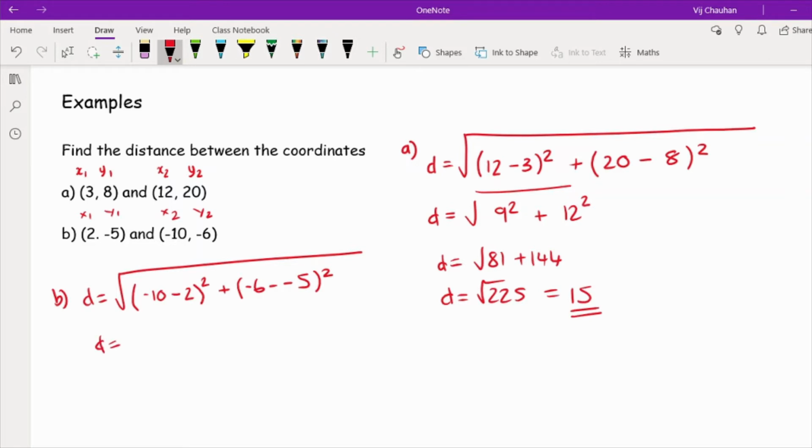So here we've got d equals minus 10 minus 2 is 12, and 12 squared is 144, plus minus 6 minus minus 5 is going to give me minus 1, and 1 squared is 1. And so here we've got d equals the square root of 145, and I'm just going to check to see if that simplifies, and it does not, so there is my final answer.